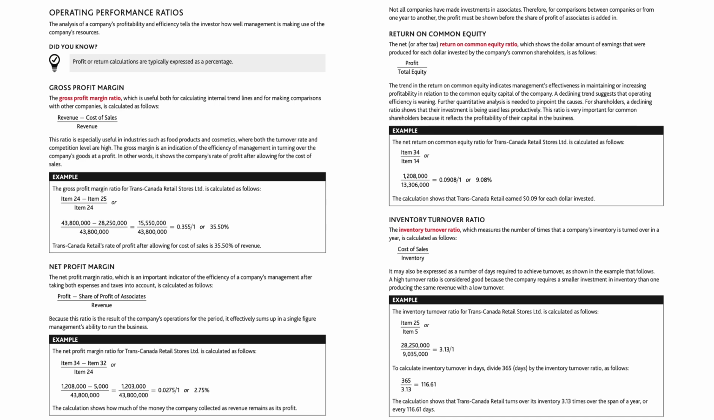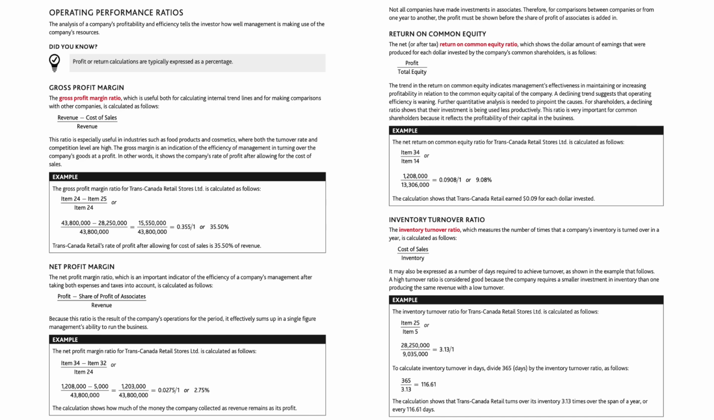Return on common equity. The net or after-tax return on common equity ratio, which shows the dollar amount of earnings that were produced for each dollar invested by the company's common shareholders, is as follows: profit divided by total equity. The trend in the return on common equity indicates management's effectiveness in maintaining or increasing profitability in relation to the common equity capital of the company.